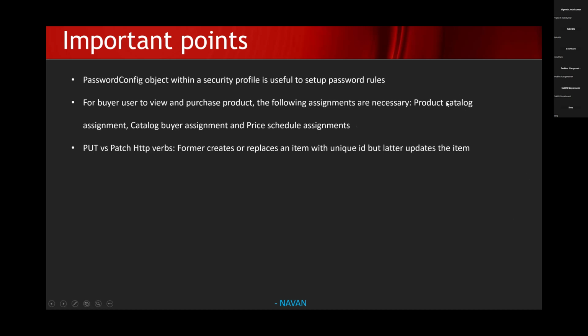You have to assign a product to a catalog, right? And then the product must be active. The catalog must be active. You have to assign the catalog to a buyer. If you want to purchase the product, you should have the price schedule assignment also. If you don't want to purchase, then only this part is enough. Product catalog assignment and catalog buyer assignment is more than enough.